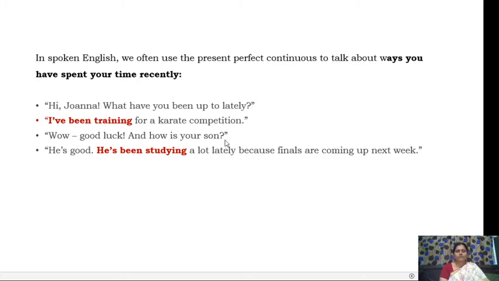So when we are using this in spoken English, we often use present perfect continuous to talk about ways we have spent our time recently. So, I've been training, he has been studying. These are some of the examples in which we can express these things.